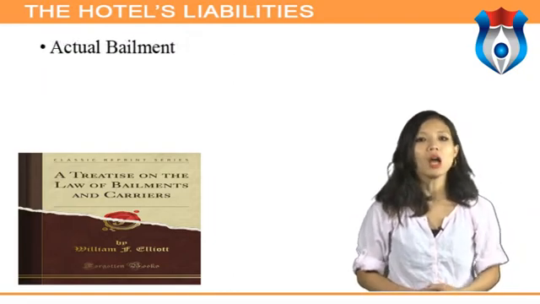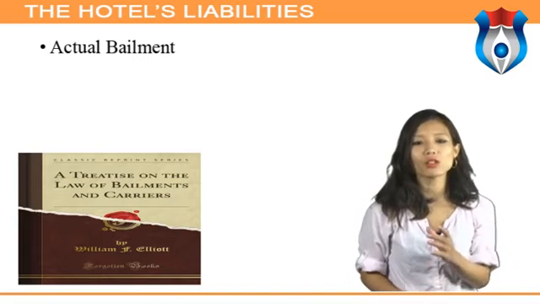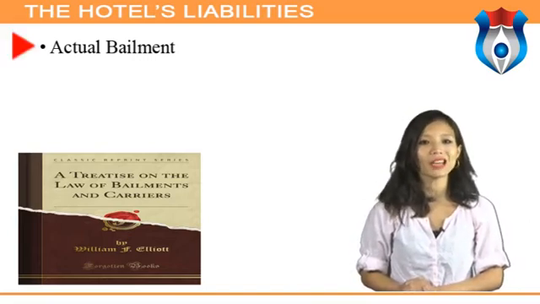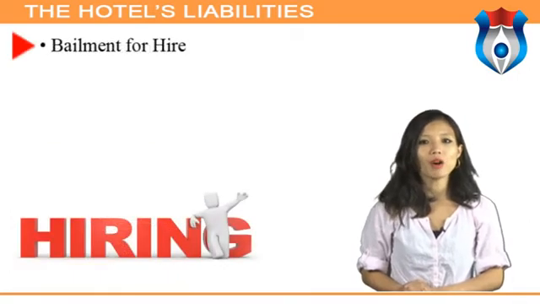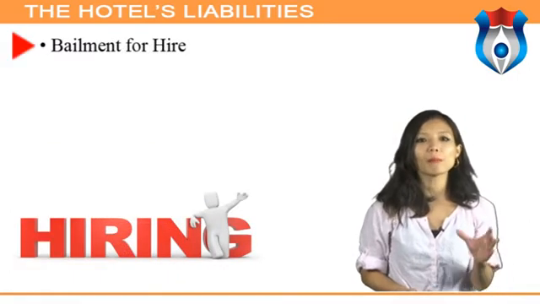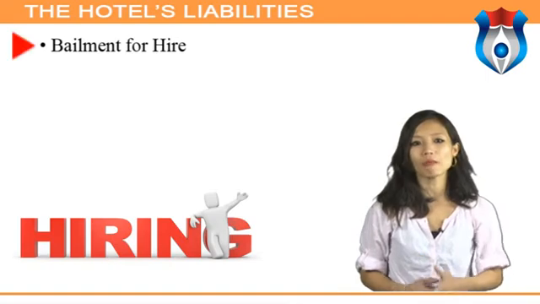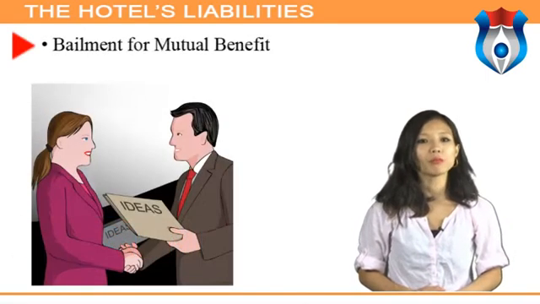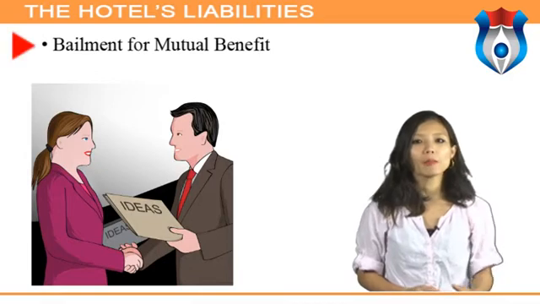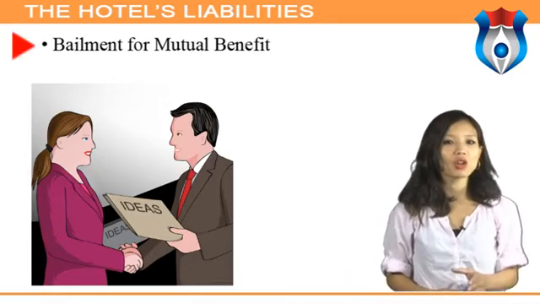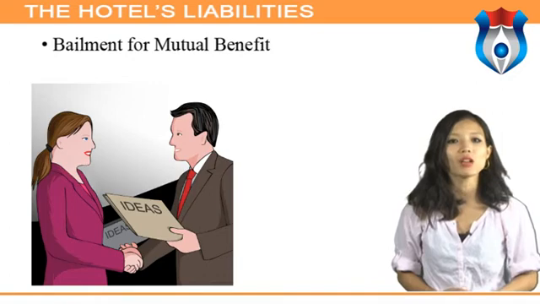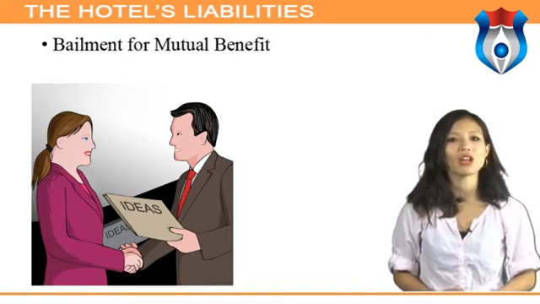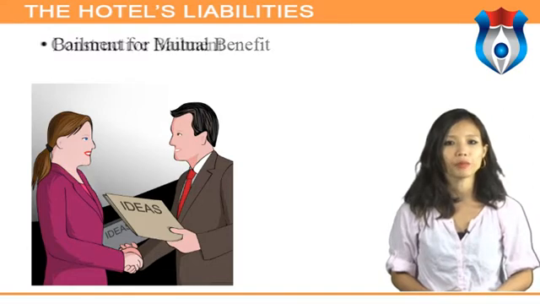Actual bailment: a bailment created by the actual or constructive delivery of personal property to a bailee or his agent. Bailment for hire: a bailment in which the bailee takes possession of personal property in exchange for compensation. Bailment for mutual benefit: a bailment in which the bailee, in exchange for compensation, provides the bailor with some additional benefit as to the bailor's personal property, such as cleaning or repair work.